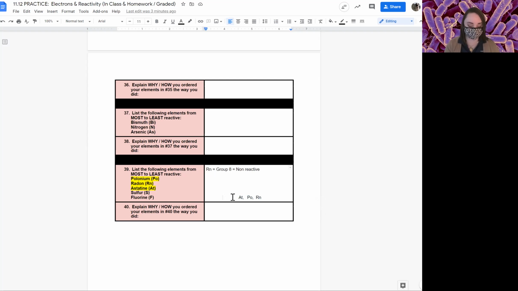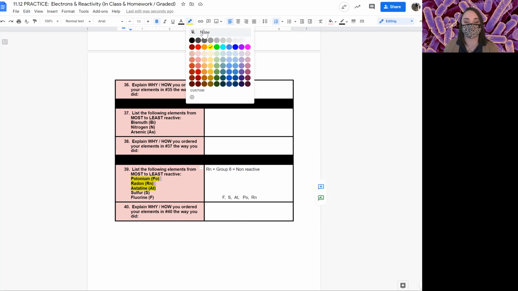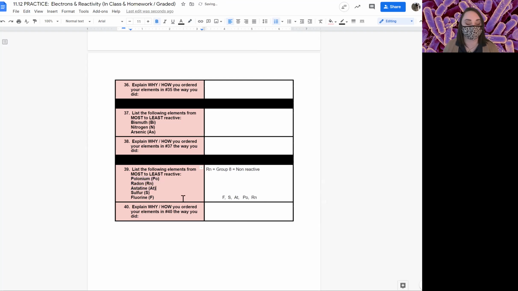So fluorine is the most reactive because it is the smallest and has the fewest number of valence electrons to gain. Then it would be sulfur, and then it would be astatine, polonium, and radon. Okay, that was a tricky one, right? But you can see if we just take the time, you can problem solve through that, but it does take some time and effort.